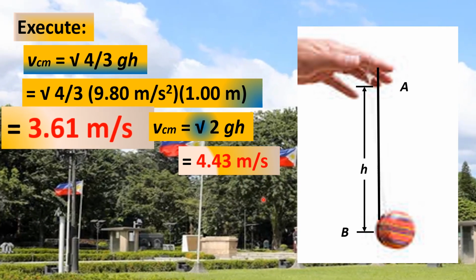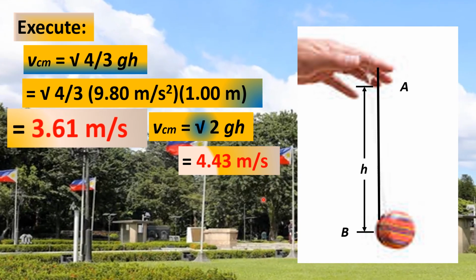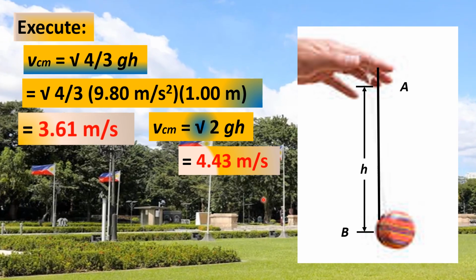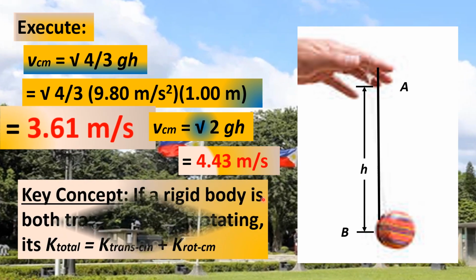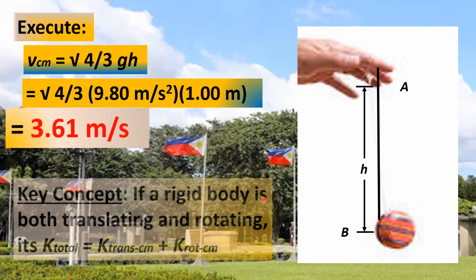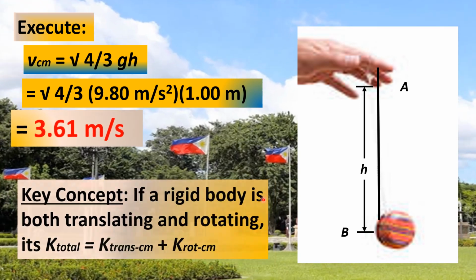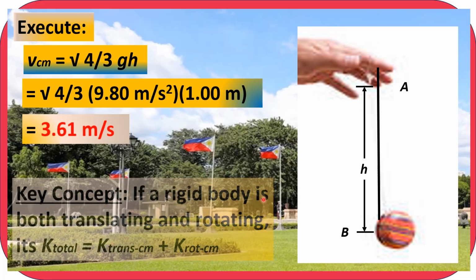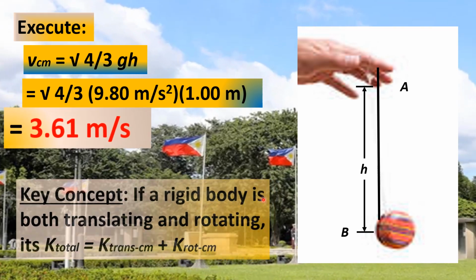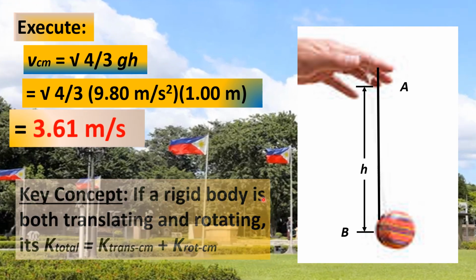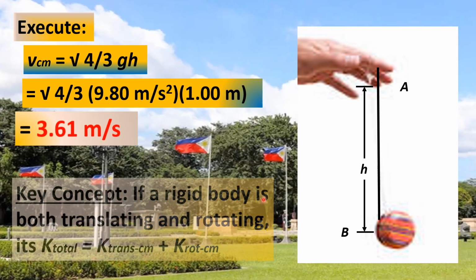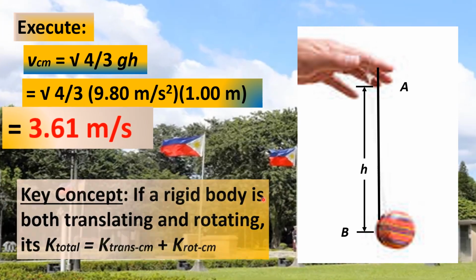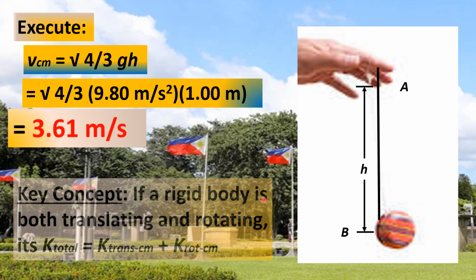So before we end, let's just emphasize the concept that we applied in this problem situation. We say that if a rigid body is both translating and rotating, its total kinetic energy would just be equal to the sum of its translational kinetic energy and its rotational kinetic energy. So that's it. We are done.